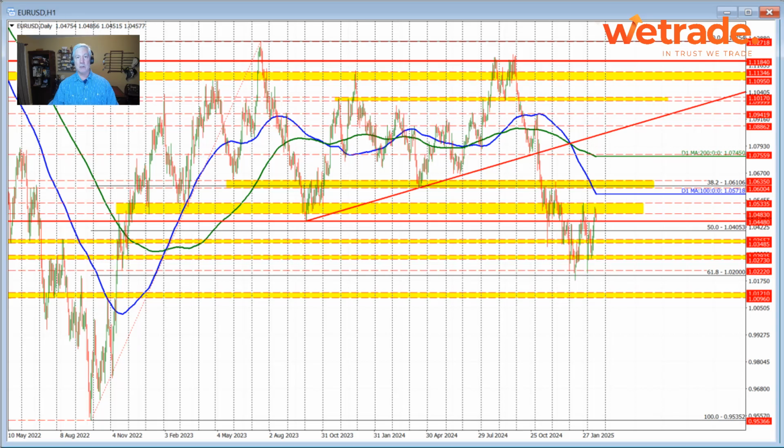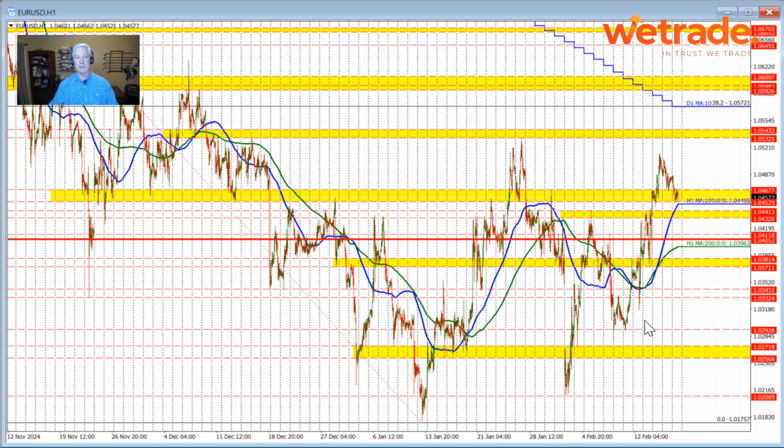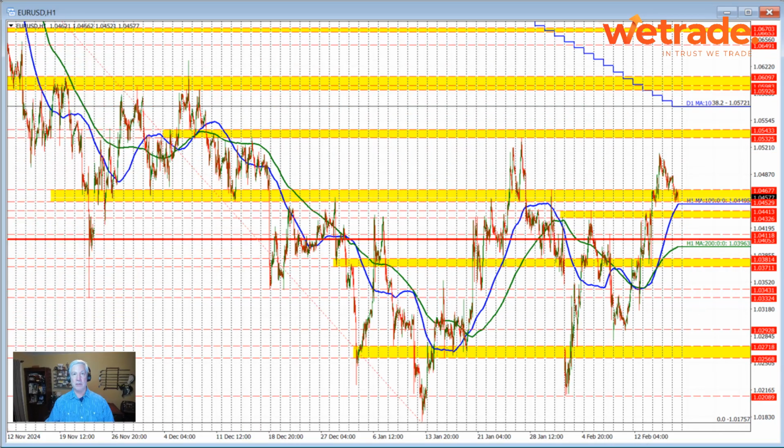So buyers are trying to keep control of the hourly chart. We'll see if they can stay above that moving average, stay above that swing area. Let's take a look at the dollar versus yen next.